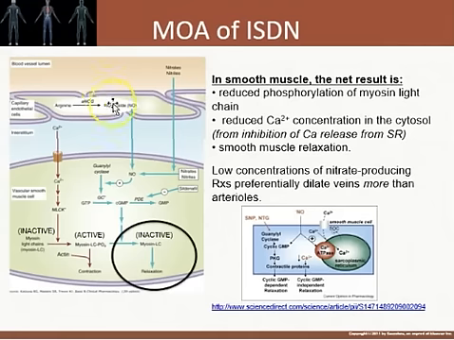Here's what this process looks like. So here's the vascular endothelium, and this is essentially how nitrates promote relaxation, basically through inhibiting the activity of myosin light chain. Okay, so they're rendering myosin light chain inactive. So the net result here is that when myosin light chain is inactive, you get reduced calcium concentrations in the cytosol, and then that is going to preferentially, at least in the case of ISDN, dilate veins more so than arterioles.